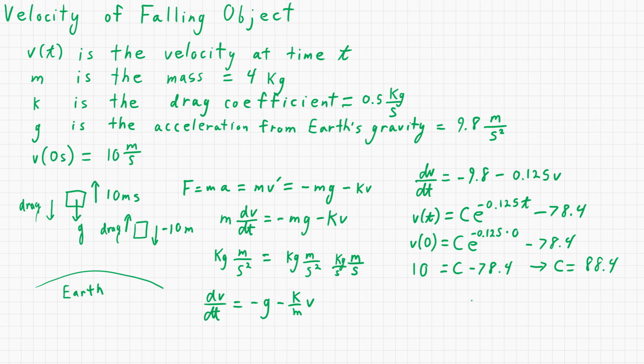And so now we can write, for this initial value problem, we solved the ODE in general, and then with the initial condition, we were able to pick the constant of integration to get a particular velocity at time t equals 0 that was specified in the problem statement. And so the solution for our initial value problem is v of t equals 88.4 e to the negative 0.125 t minus 78.4.